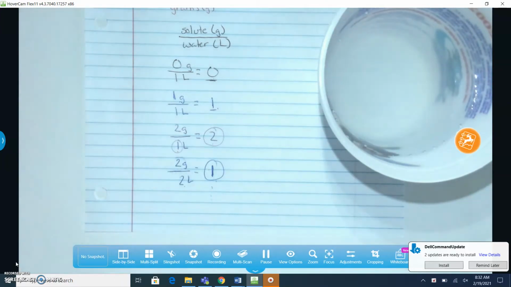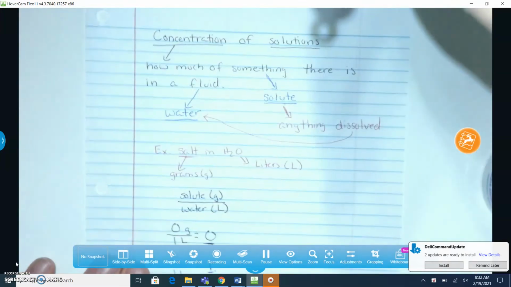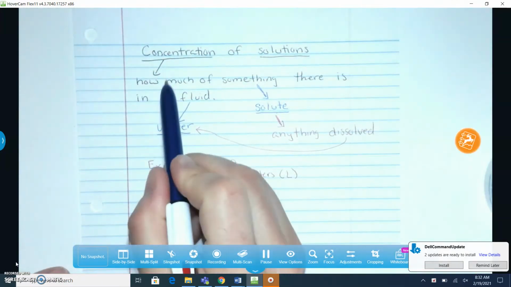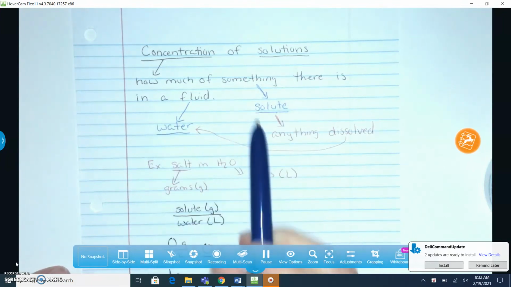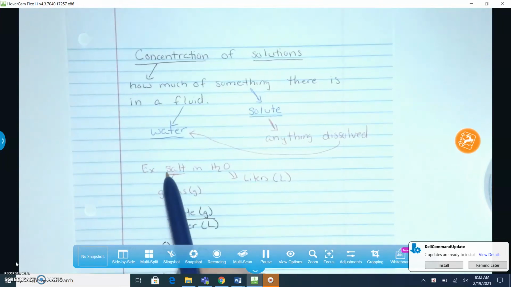So this is an overview of concentration. Again, it's how much of something there is in a fluid, and the thing in the fluid is called a solute. In our example, we looked at salt.